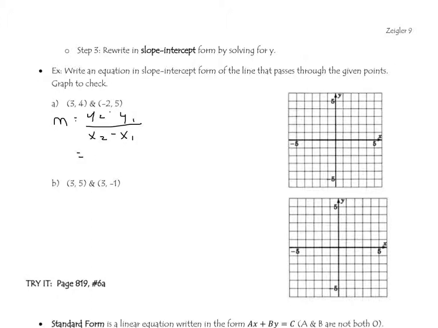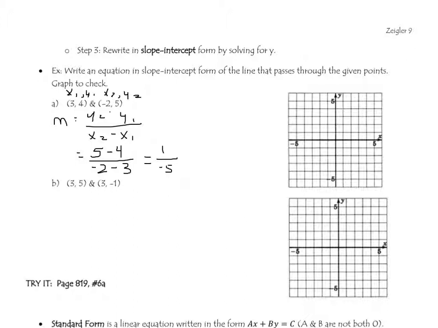So we have, you can do x1, y1, x2, y2. It doesn't really matter which point you make x1, y1 or x2, y2. You just have to be consistent. So I've made it this way. That means y2 is 5, y1 is 4, over x2 is -2, and x1 is 3. So 5 minus 4 is 1, -2 minus 3 is -5. So we have -1/5, and I've made my denominator the negative number.